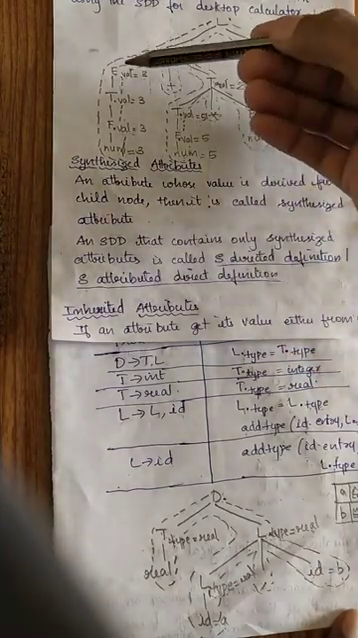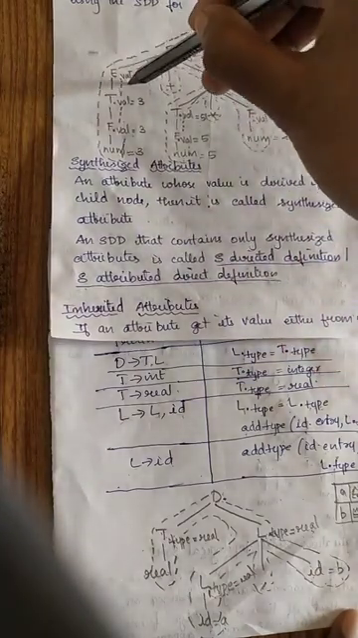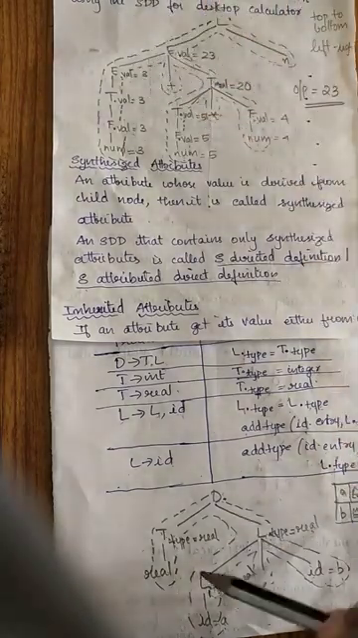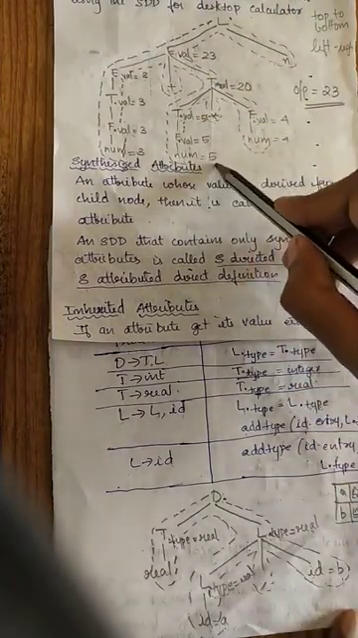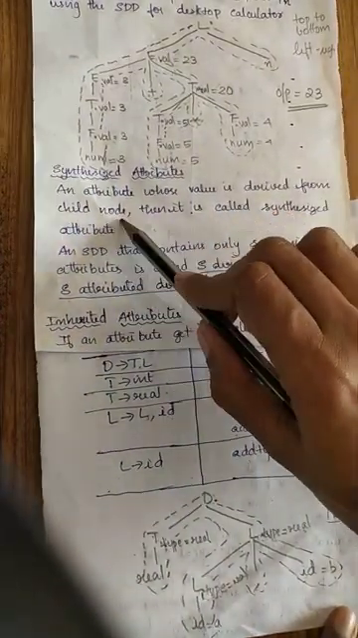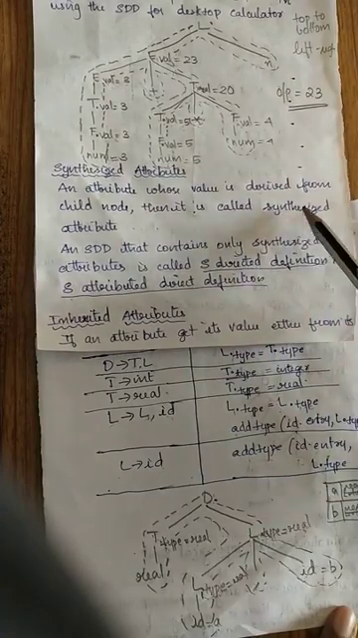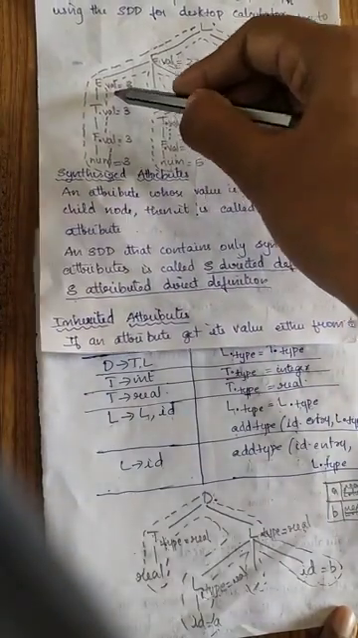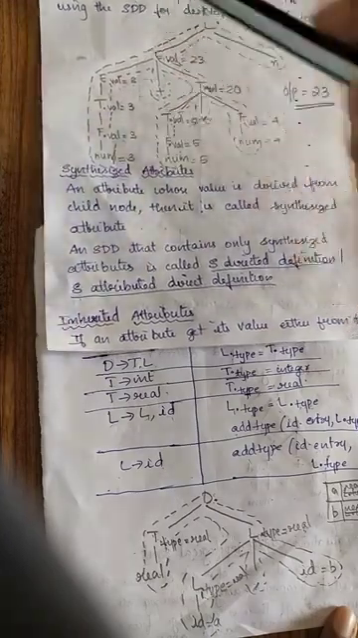So this means that this attribute gets its value from the child. So such attributes are called synthesized attributes. If an attribute value is derived from its child node, then that attribute is called a synthesized attribute. So value is a synthesized attribute because it gets its value from its child.